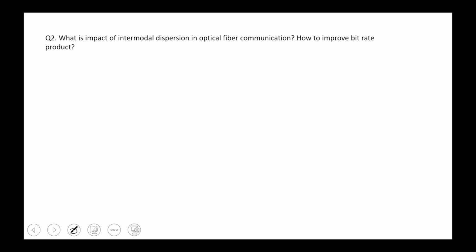Hello. Can you briefly tell me about dispersion? Yes, yes, your voice is audible. What is dispersion, and how can we minimize intermodal dispersion?